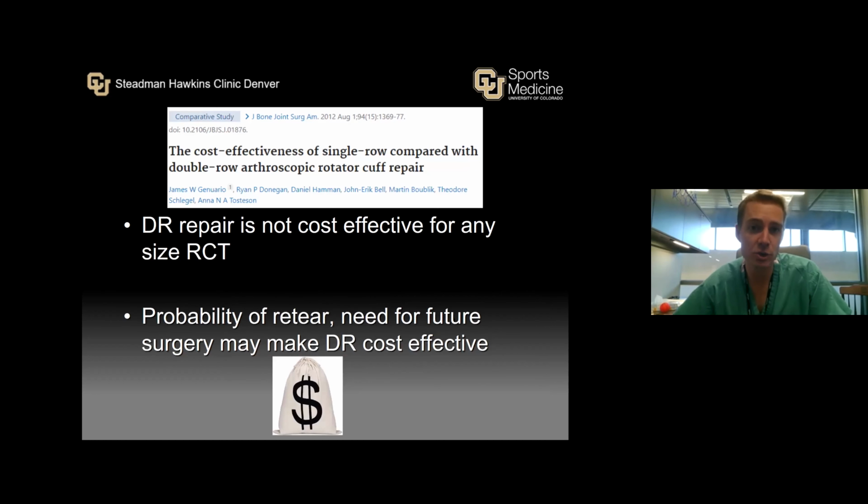Dr. Gennario in our group, Dr. Bobick and Dr. Schlegel looked at the cost effectiveness of double row repair. Unfortunately, it's not cost effective with rotator cuff, no matter what the size. However, you have to think about the re-tear rate and the long-term outcomes and possible need for future surgery, including a reverse shoulder replacement if they fail to heal or go on to rotator cuff arthropathy, or even a revision rotator cuff repair. It may make double row repair more cost effective if we look more at those factors.